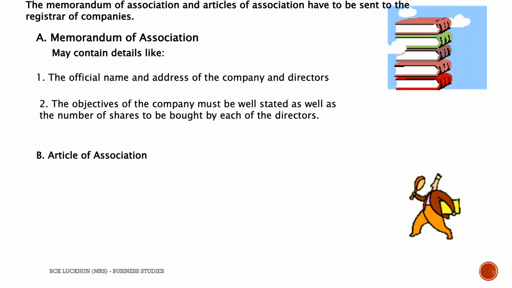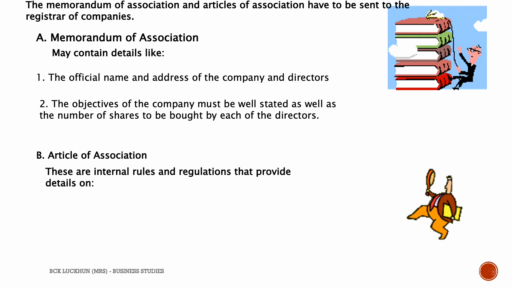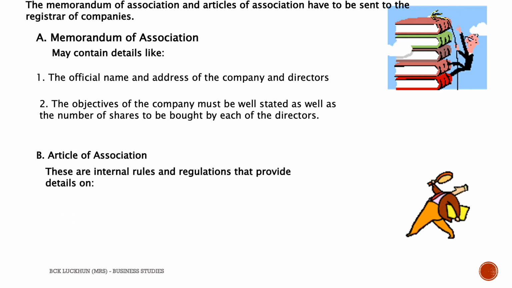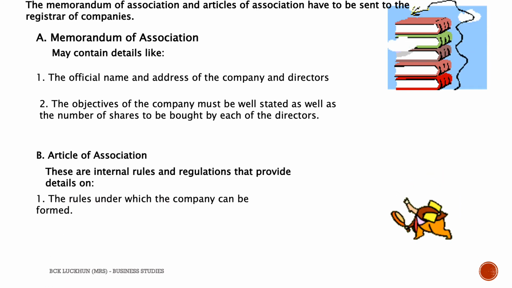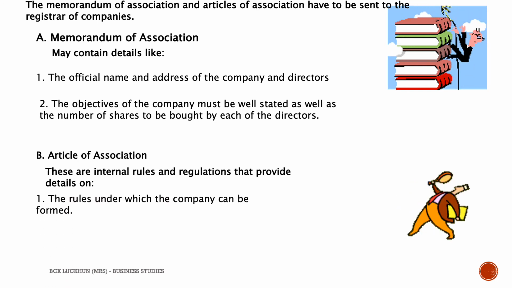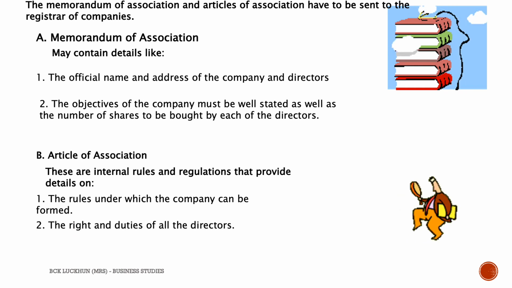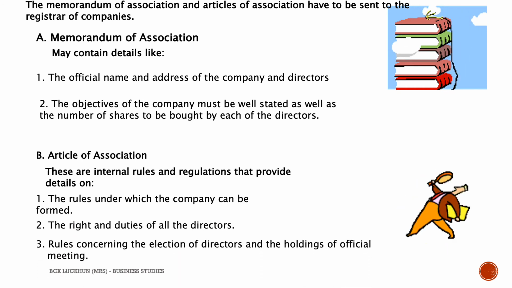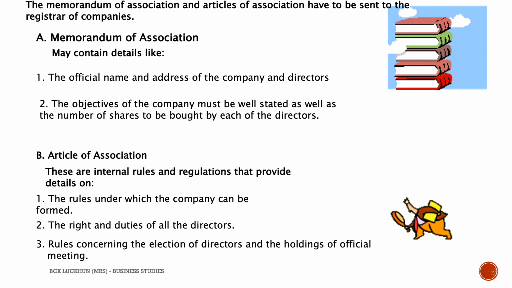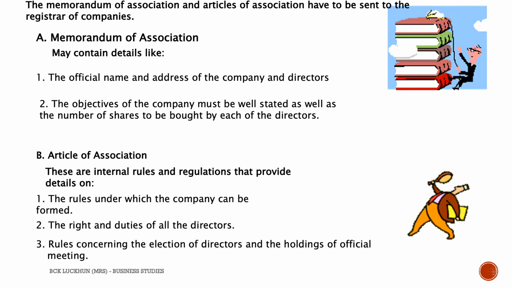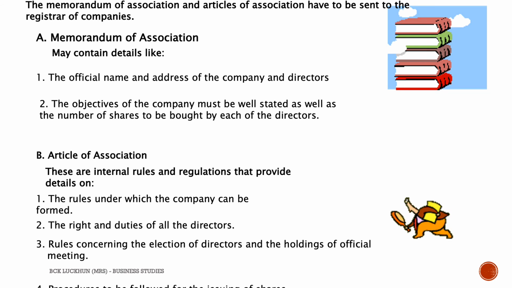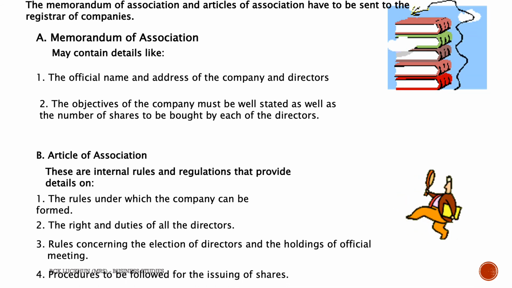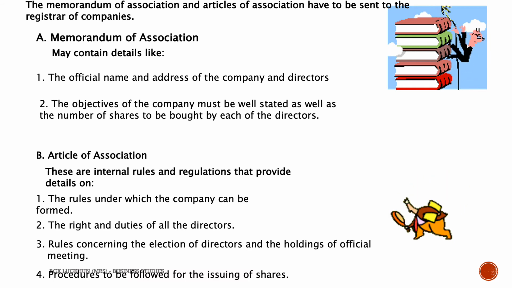On the other hand, articles of association are the internal rules and regulations that provide details on the rules under which the company can be formed, the rights and duties of all the directors, the rules concerning the election of directors and the holding of official meetings, and lastly, the procedures to be followed for the issuing of shares.